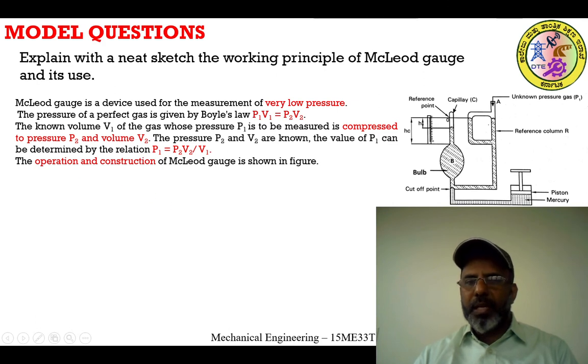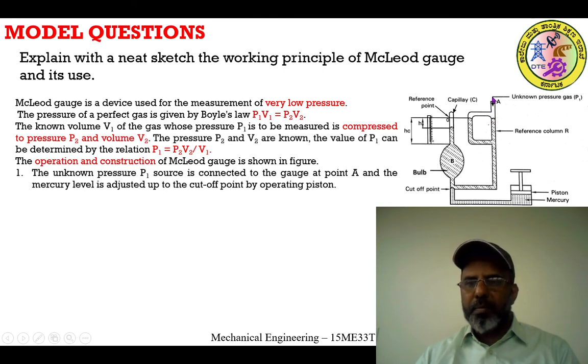Now coming to the operation and construction of the McLeod gauge, the unknown pressure P1 source is connected to the McLeod gauge at point A, and the mercury level is initially adjusted up to the cutoff point by operating either a threaded screw mechanism or a piston mechanism. This is the cutoff point. Then the unknown pressure source P1 is connected at this gauge point, and it fills the bulb and the capillary.